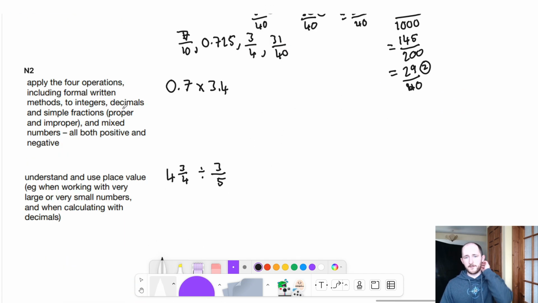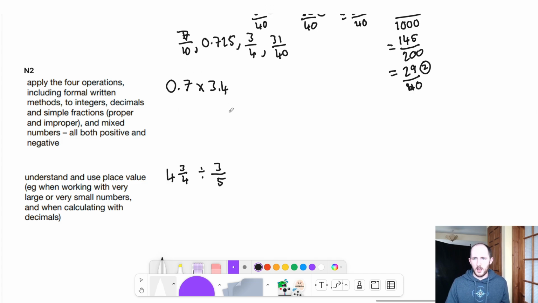Next one, it says apply the 4 operations including formal written methods to integers, decimals, simple fractions, mixed numbers, and all positive and negative. What I've done here is pick probably the most difficult ones from each. First of all, I'm assuming with integers you're able to times, divide, add and subtract. You can just use column method, but with decimals it might get a bit tricky. So with multiplying, or indeed dividing, what we're going to do is remove the decimal places. You can't just chuck this straight into the column method and get the correct answer.